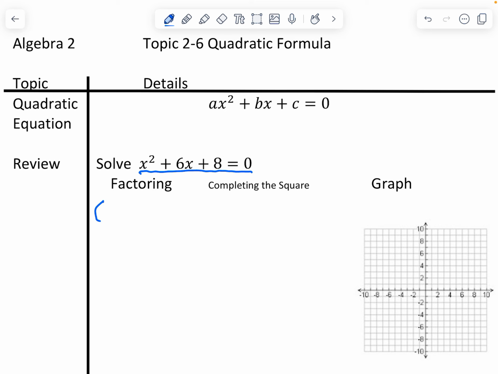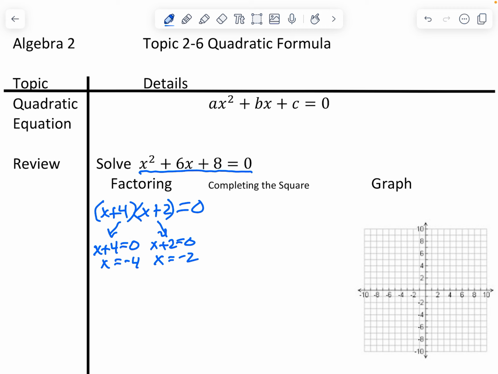Factoring, what we want to do is look at factoring our quadratic equation. So we put x and x, and we look for two numbers that multiply together to give you 8, add together to give you 6. That would be plus 4 and plus 2. And then you use the zero product property where you set each of the factors equal to 0. So x would equal negative 4. And then we take x plus 2 equal to 0, and we get x equal to negative 2.